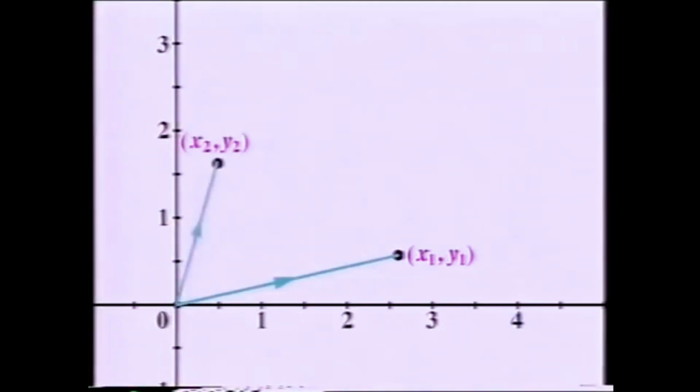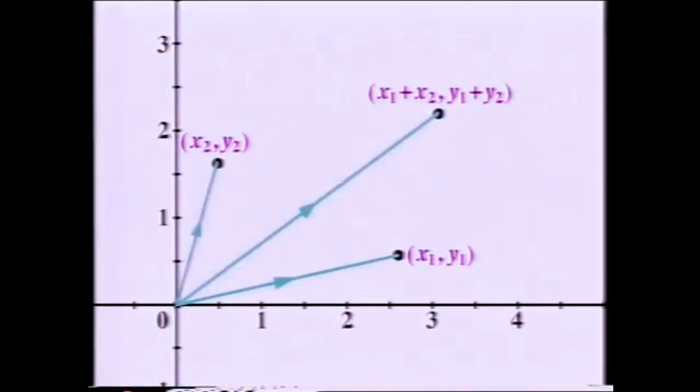So how can we do arithmetic with points? Addition is easy. It's just vector addition. Given any 2 points, x1, y1, and x2, y2, their sum is x1 plus x2, y1 plus y2. Notice that the 2 points, their sum, and the origin form a parallelogram.